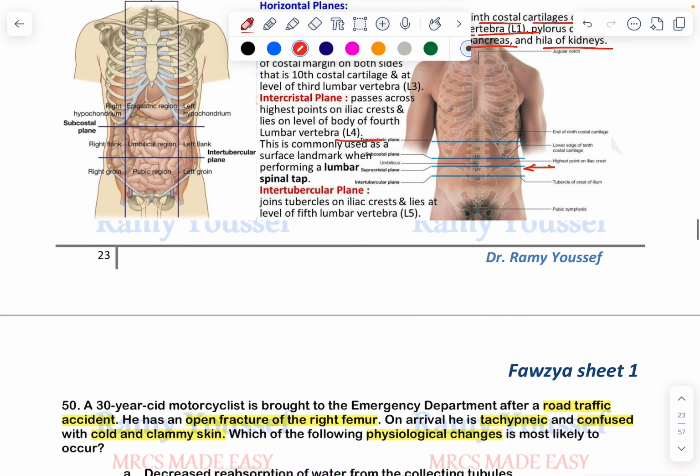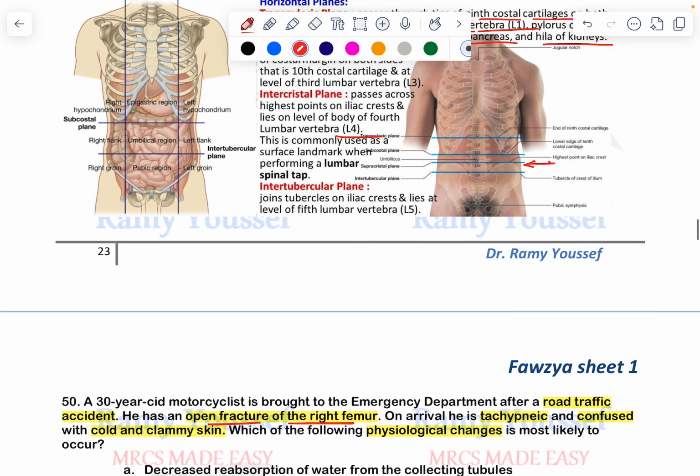A 30-year-old motorcyclist is brought to the emergency department after a road traffic accident. Open fracture of the right femur. On arrival he is tachypneic, confused, with cold, clammy skin. Which physiological changes are most likely to occur? He is in shock, that's why.